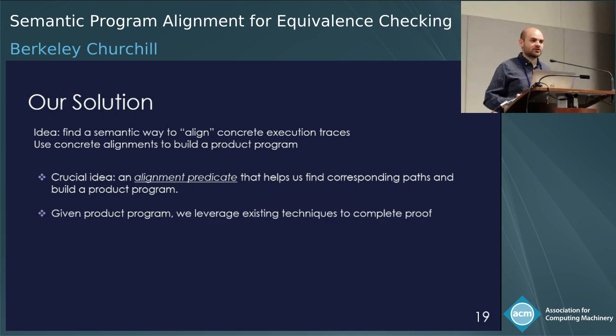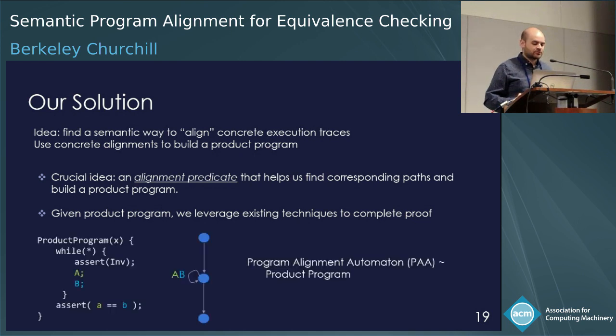Once we have the product program, we can use existing techniques to complete the proof. We represent our product program as an automaton. This automaton can also be thought of, in a sense, like a control flow graph, where the edges on the basic blocks are labeled by the basic blocks of the original programs.